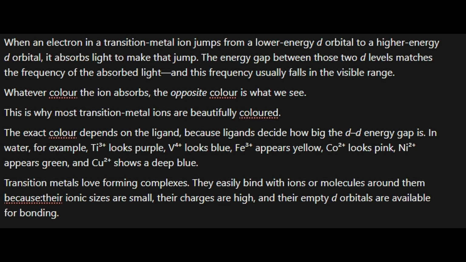Transition metals love forming complexes. They easily bind with ions or molecules around them because their ionic sizes are small, their charges are high, and their empty d orbitals are available for bonding.